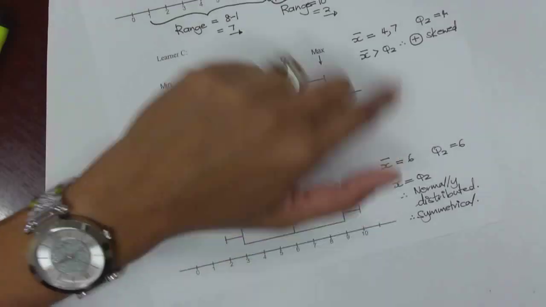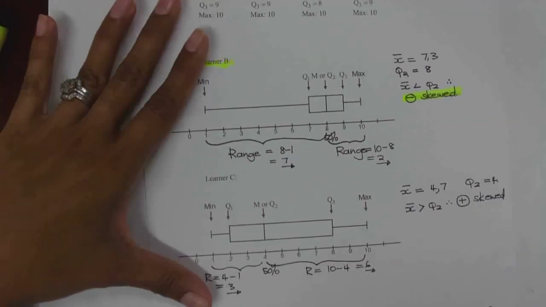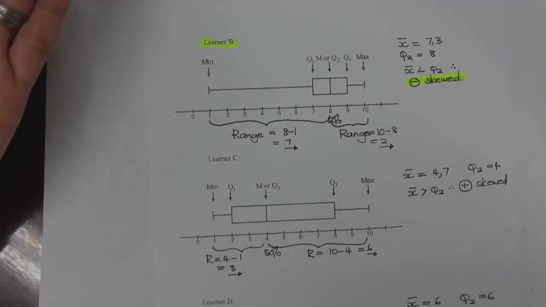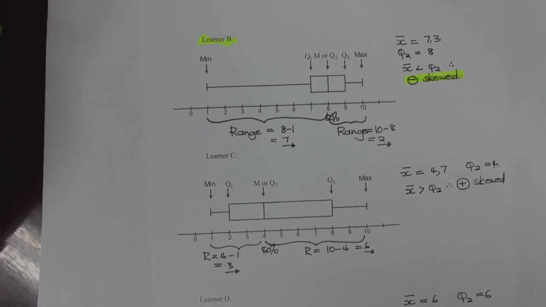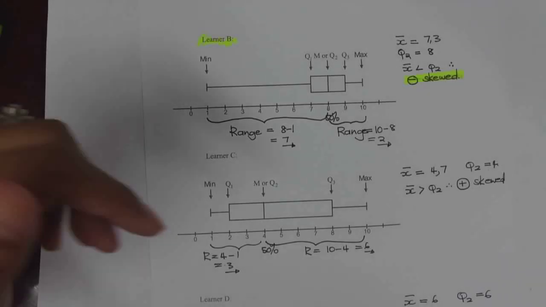Now, how do these explanations or descriptions of the box and whisker plot help us in determining which learner performed the best? So who was the best performer and who was the worst performer? And if we go back to the example we worked with yesterday, let me just get that out quickly for you, just to refresh your memory.